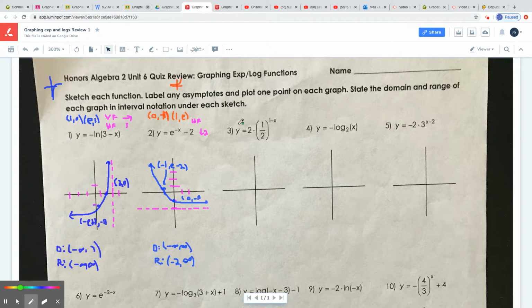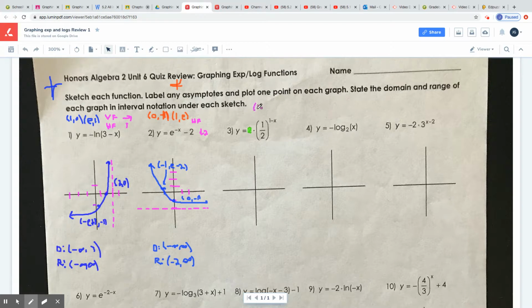Now, number 3. Told you guys, hopefully you guys saw this. This is something we call a stretch. We're not doing those when we have a constant out front. So we're going to pretend that's not there right now. We are just doing this. Now, is this an exponential or is this a log? Well, it's an exponential, variable up here in the exponent. It's not a log.